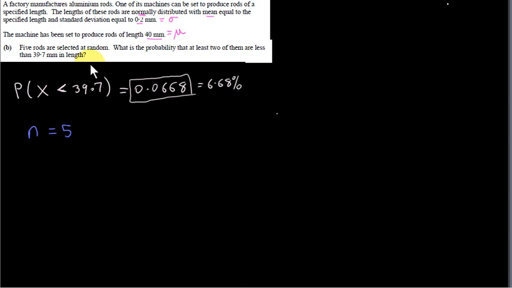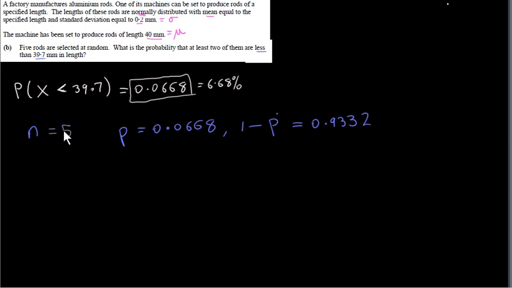The probability that one of these rods is less than 39.7 is 0.0668. That's the parameter p in the binomial distribution. So that means that the probability that a rod is greater than 39.7 is 1 minus p, which is 0.9332. So we have 5 rods selected at random.